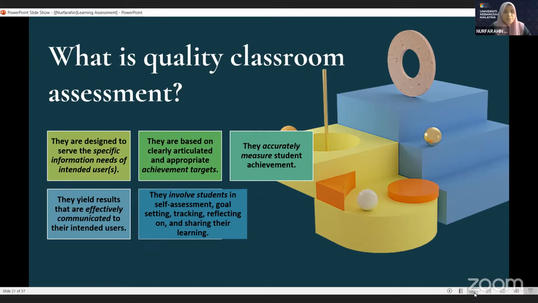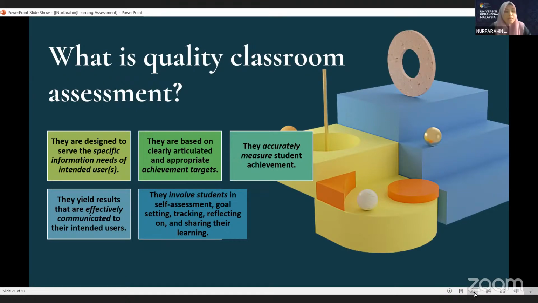Okay, quality classroom assessment is designed to serve the specific needs of each student. So each student has different learning needs. So a quality assessment would cater to each student. The second one is they are based on clearly articulated and appropriate achievement targets. A quality assessment should be made or designed to help students in achieving their targets. The third one is they accurately measure student achievement.